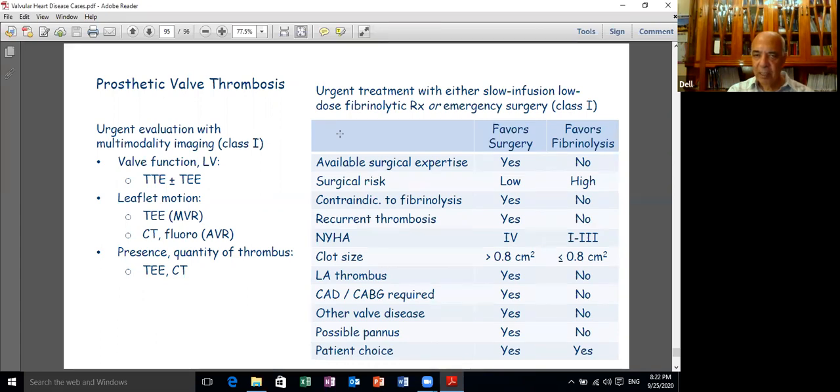If surgical expertise is present, if the surgical risk is low, if there is contraindication for fibrinolysis, if the clot size is big, if there is left atrial thrombus, or if there is another surgical indication, then all of these favor surgery under these circumstances. So I stop at this stage. I'm sure there are unanswered questions in valvular diseases, so I'm ready to respond to your questions as you like.